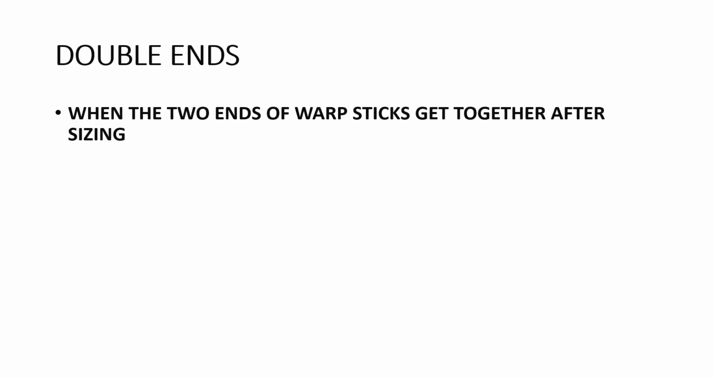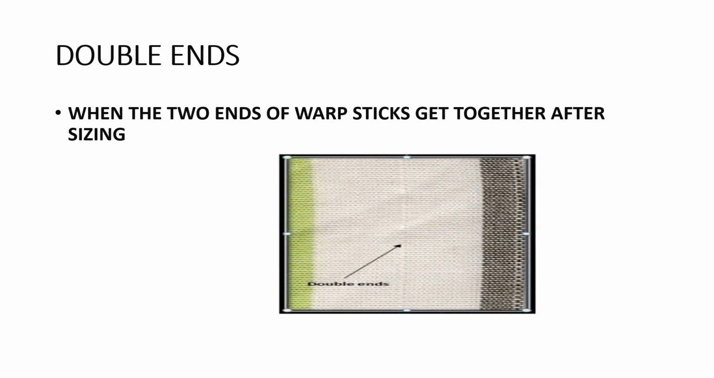Not acceptable at all. Double ends: when two ends of the warp stick and get together after sizing, sometimes it happens, and the probable cause is really sizing, because gummy materials are there in the form of different sizing agents which are used. Starch products are used, so those are the gummy materials. So there is every chance that during that sizing operation, two warps can stick together, and during the time of weaving, these kinds of things will happen.